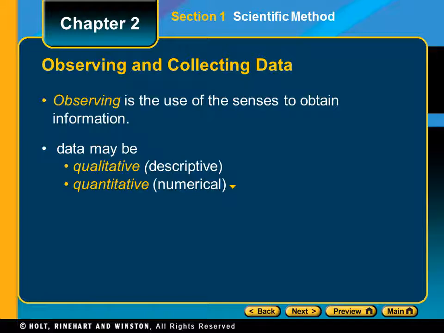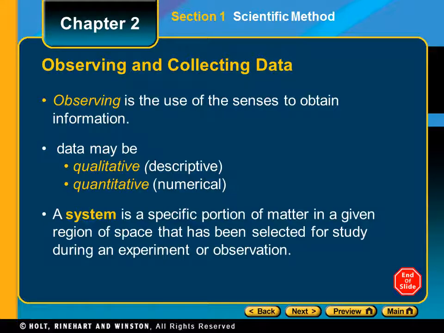Qualitative data is descriptive. We can talk about the color of what we're looking at. We can talk about whether it's a solid or a liquid or a gas, but it's definitely descriptive. Quantitative is numerical. Quantitative data is specifically connected to ultimately the measurements that we are making, the measurements that we are taking, and that gives us numerical data that is called quantitative.